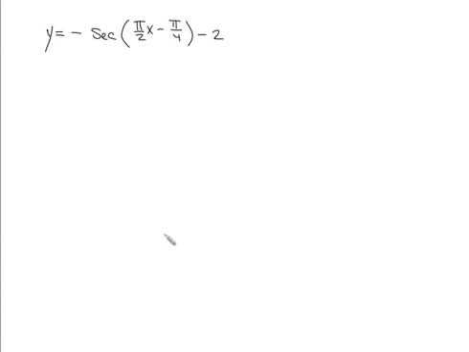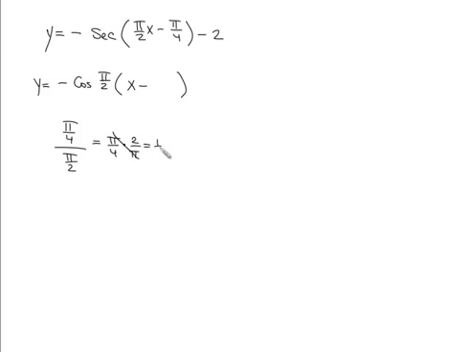So the first thing that we're going to do here is we are going to work with y is equal to negative cosine. I have to factor the pi over 2 out. We've talked about that before. When I divide pi over 2 out, I get x minus, and when I do pi over 4 divided by pi over 2, that becomes pi over 4 times 2 over pi, which becomes 1/2. We've seen that example before, minus 2. All right. So there is our guide curve.